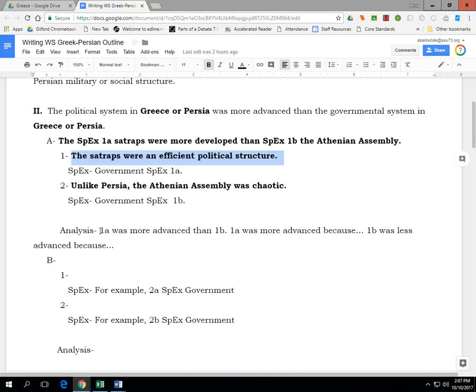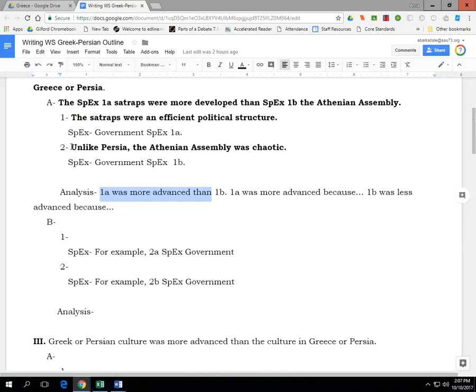And then in my analysis, I will explain how they were an efficient structure. From there, you go on. The first thing you need to do is create what's called a contrast transition. So I would say, unlike Persia, as opposed to Greece, in contrast to Greece.